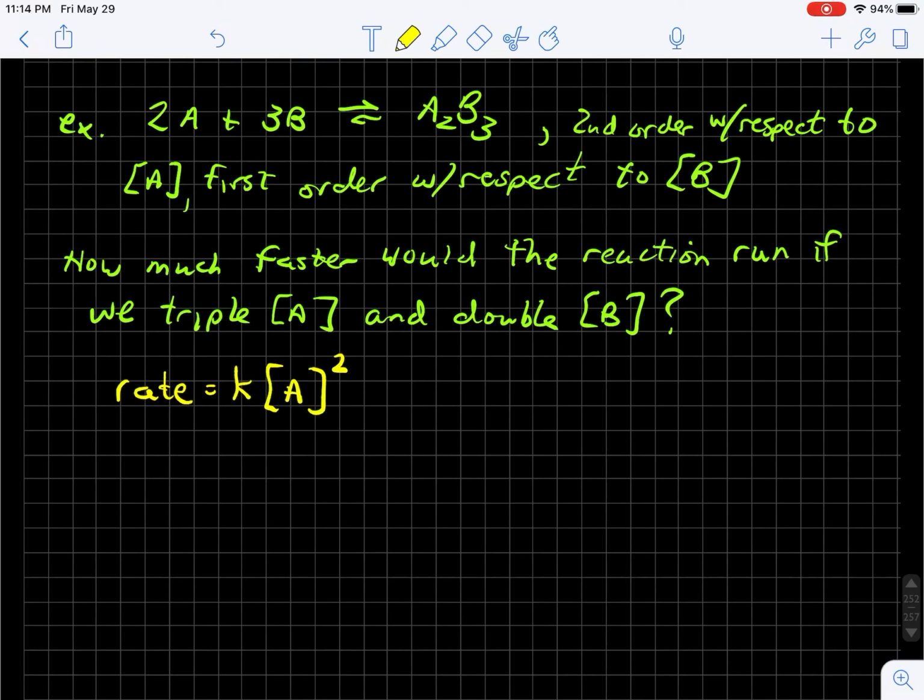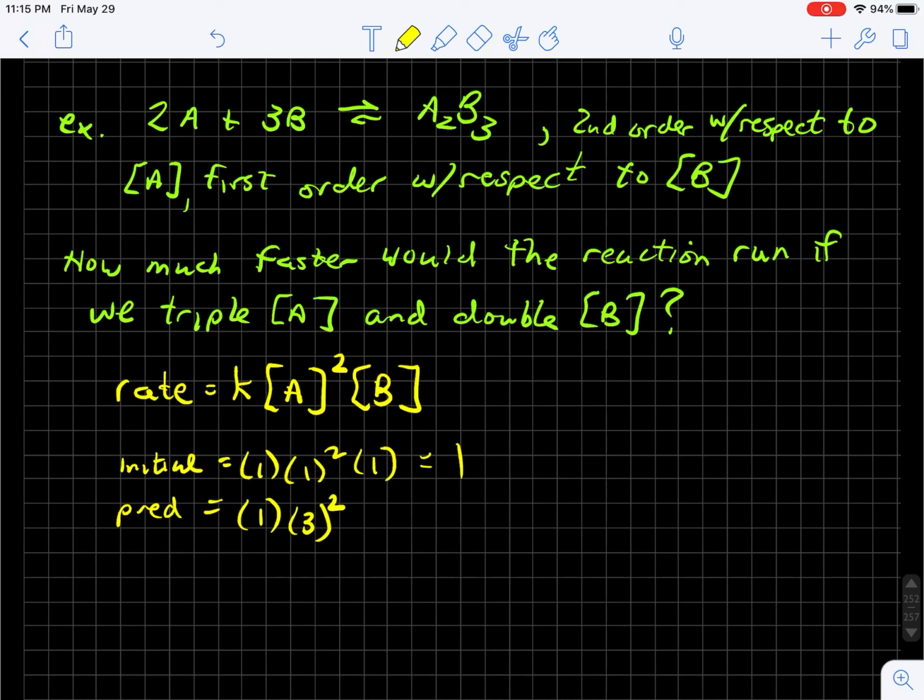So again, I'm going to start with my initial baseline: 1 times 1 squared times 1. See how easy that is? Equals 1. And then my prediction is going to be K, which stays at 1. I am going to triple the amount of A, so 3 squared. And I am going to double the amount of B. So I get 1 times 9 times 2, I get 18. So this is going to be 18 times faster.